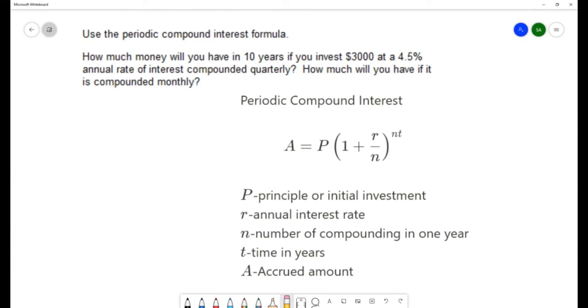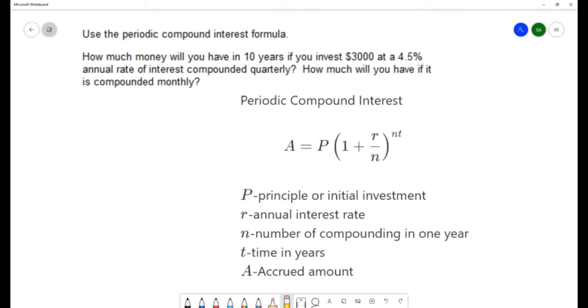For this question, we want to use the periodic compound interest formula, which is given here. We'll go over that in just a second. And the question is, how much money will you have in 10 years if you invest $3,000 at 4.5% annual rate of interest, compounded quarterly? And how much will you have if it's compounded monthly?